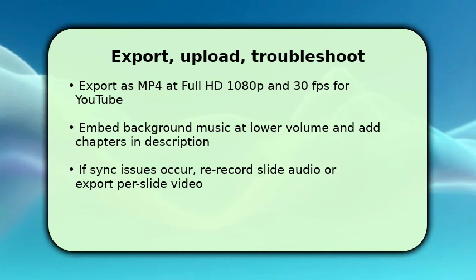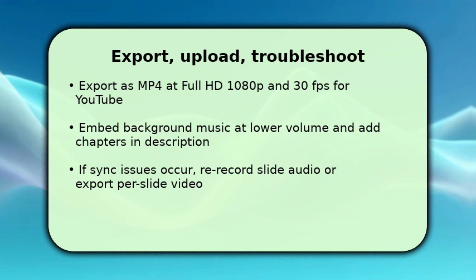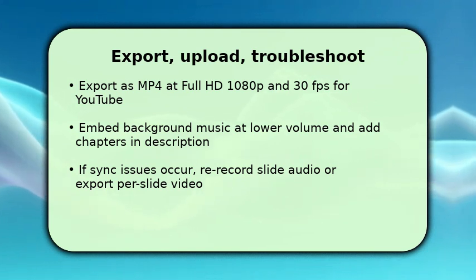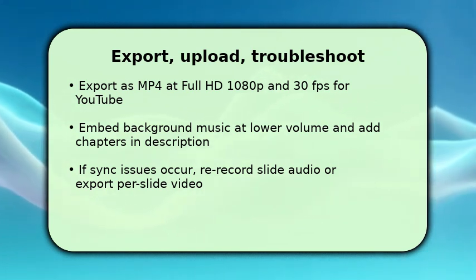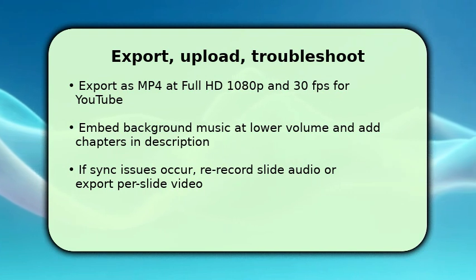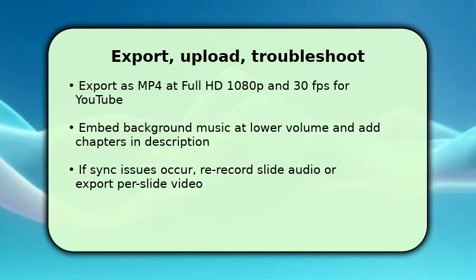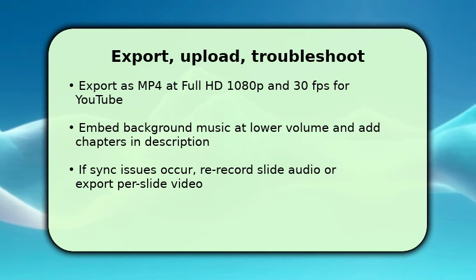Go to File, Export, Create a Video, choose Full HD 1080p and 30 frames per second, and select recorded timings and narrations. Export to MP4, then watch the file end-to-end. Make sure audio sync and levels match. Upload to YouTube, add chapters and thumbnail.